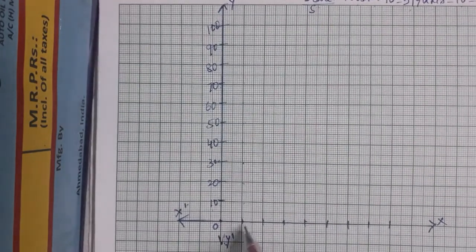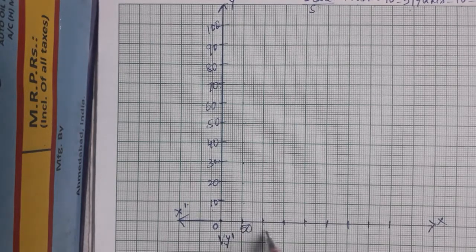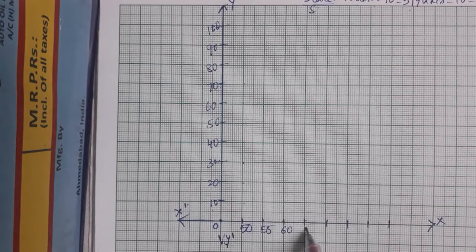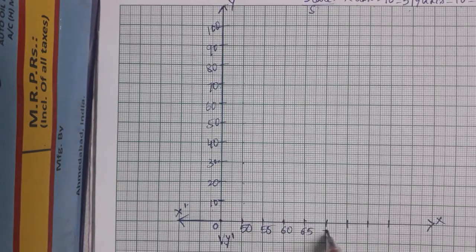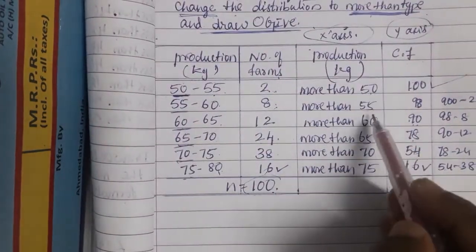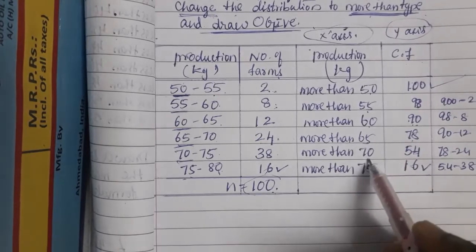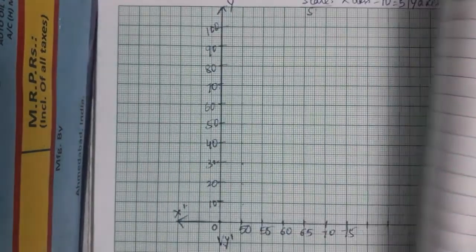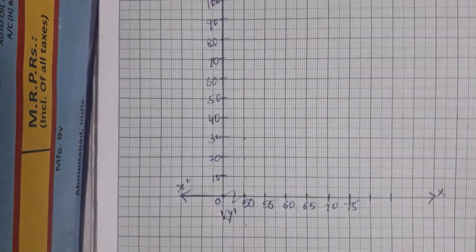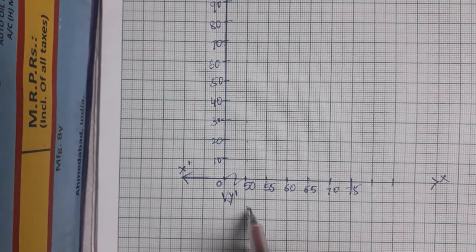As I told you, it is starting from 50 to 55. So for 50, we should use the lower limit. 50, this is 55, this is 60, this is 65, this is 70, this is 75. You can notice more than 50, more than 55, more than 60, more than 65, more than 70, more than 75. That is why the x-axis is 50, 55, 60, 65, 70, 75. Now we know that the x-axis is the lower limit. This is more than type. What is this? Production.